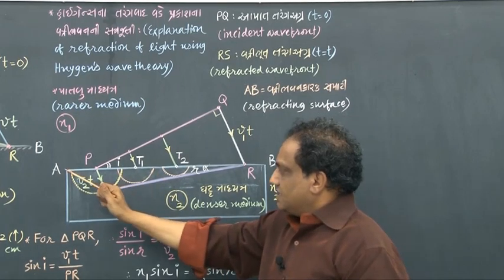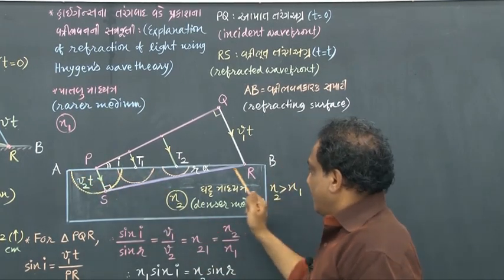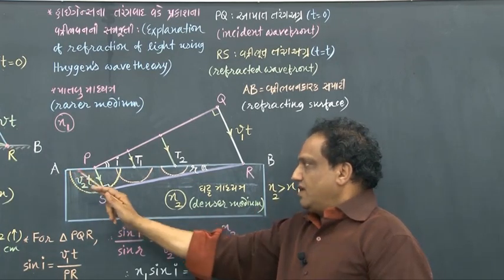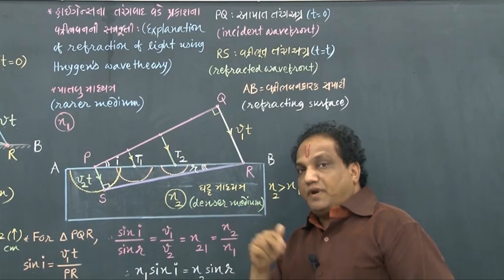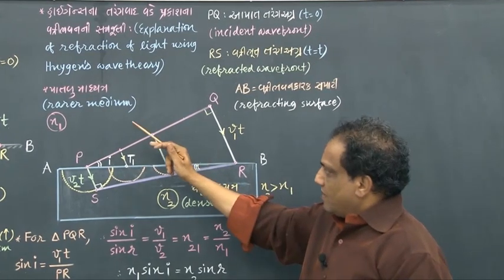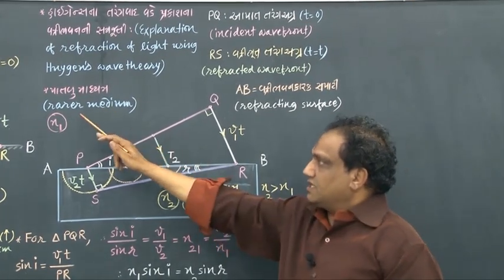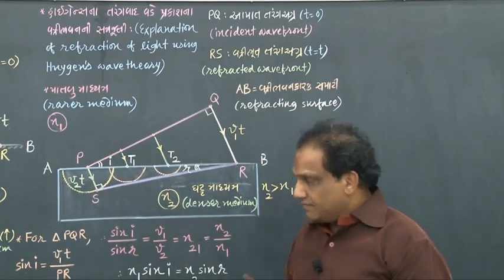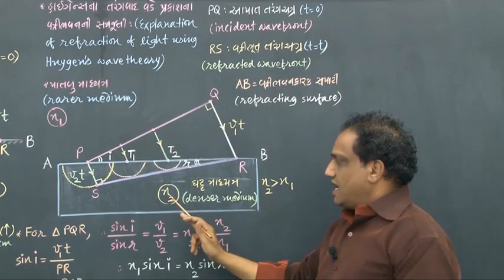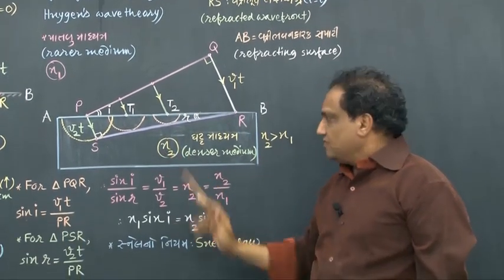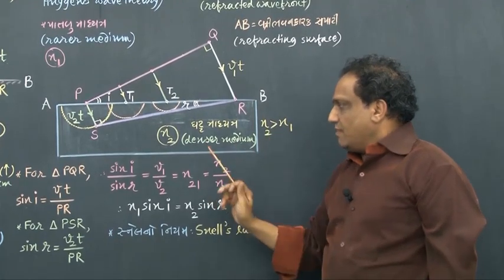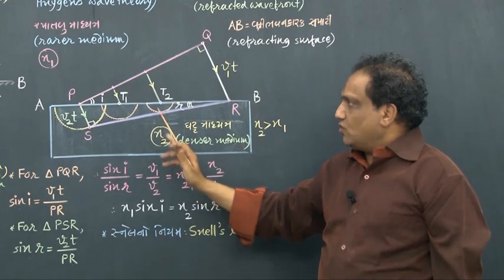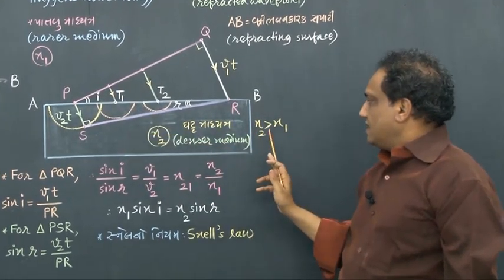Consider this as the refracting phase. AB is the plane refracting phase which separates two media. The upper medium is a rarer medium having absolute refractive index, say N1, and the lower medium has absolute refractive index, suppose N2, which is the denser medium. Because this second medium is optically denser, N2 must be greater than N1.